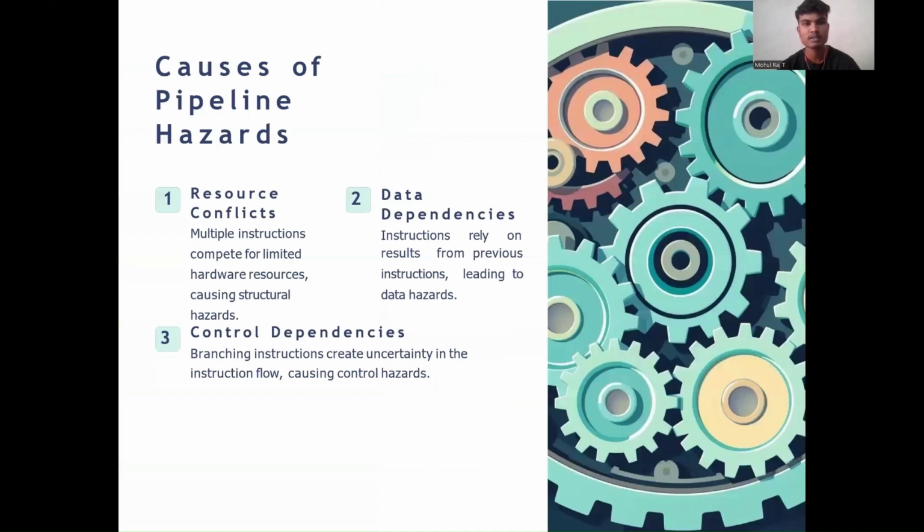Causes of pipeline hazards: resource conflicts, data dependencies, and control dependencies. These are the major causes of pipeline hazards: resource conflicts, where multiple instructions compete for limited hardware resources; data dependencies, where instructions rely on results of previous instructions; and control dependencies, where branching instructions create uncertainty in instruction flow.